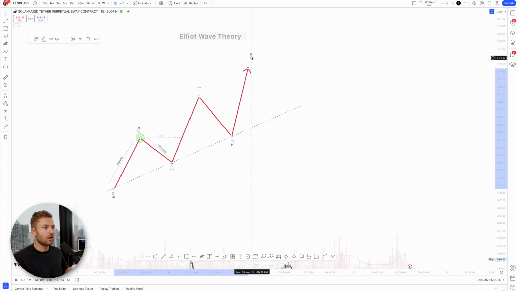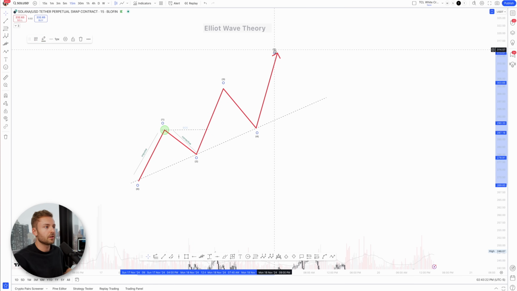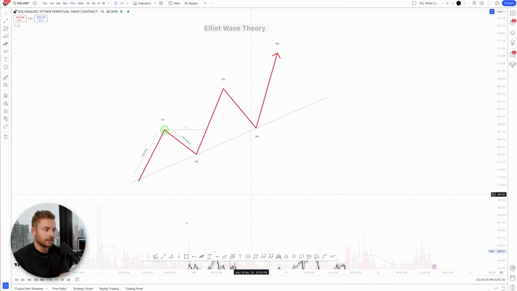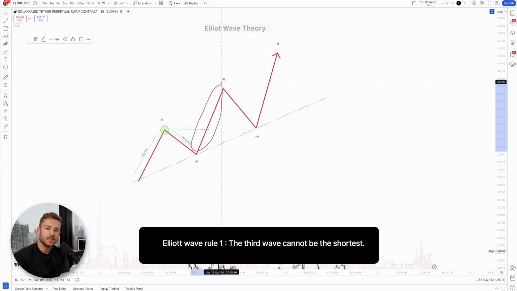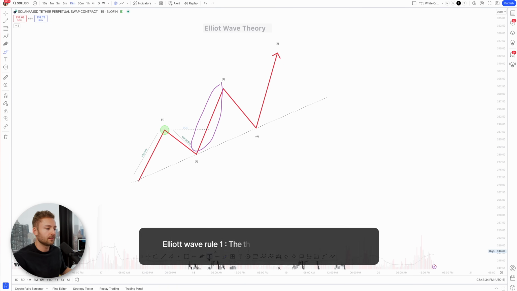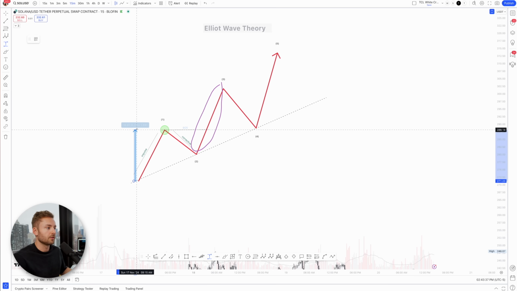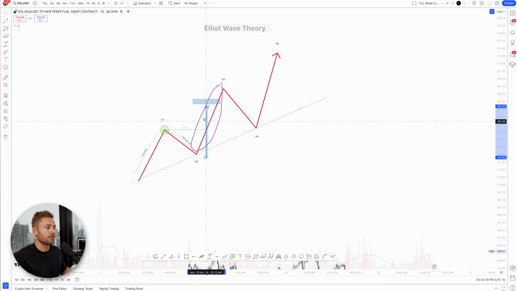We can start to draw out 5-wave patterns. Okay, so these are a few key rules that I follow in Elliott wave. The first and biggest rule for me is that the third wave here cannot be the shortest wave. The way I like to do this is just take a measurement tool and I'll always draw it along 1 and see if 3 exceeds 1.